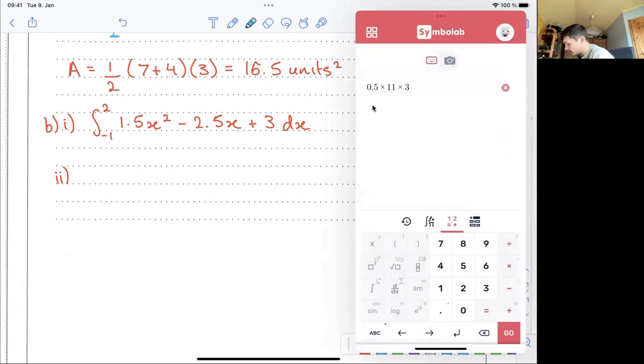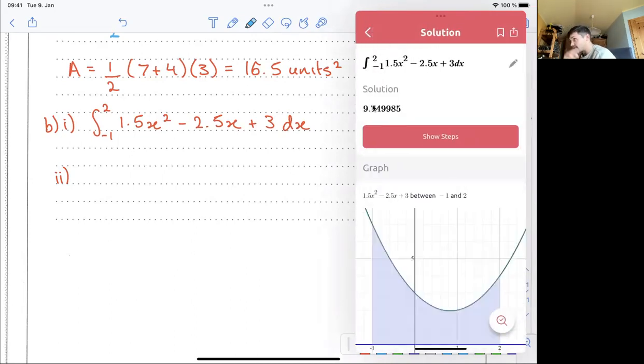So here I have this app where I can pull up a definite integral, okay, from x is equal to negative 1 to x is equal to 2. Nice, and then our function is as follows, 1.5x squared minus 2.5x plus 3. All right, cool. Just double check that you put everything in correctly, and then you push go. And then there we have an answer. Okay, 9.749985, which we would round to 3 significant figures, which would be 9.75.